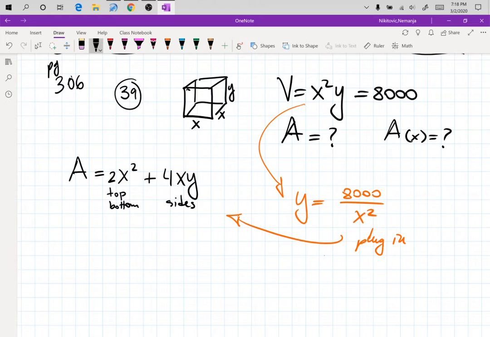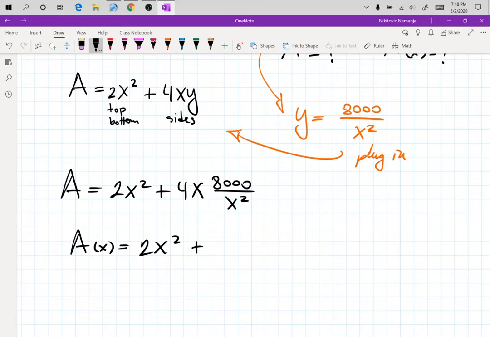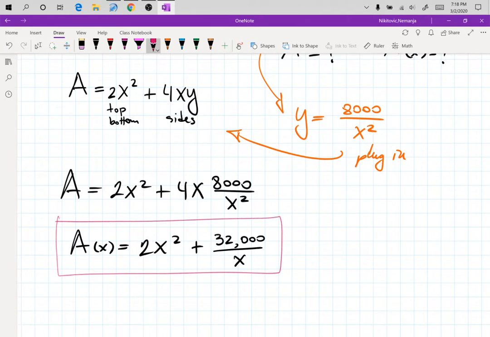So A is equal to 2x squared plus 4x times 8,000 over x squared, and the A of x is 2x squared plus 32,000 over x. And that will be the answer. They're asking for the area in terms of x. Well, there it is. There are no y's. There is nothing else there.